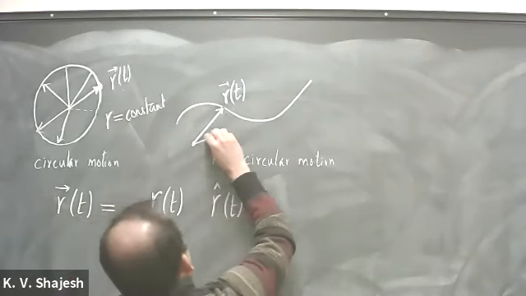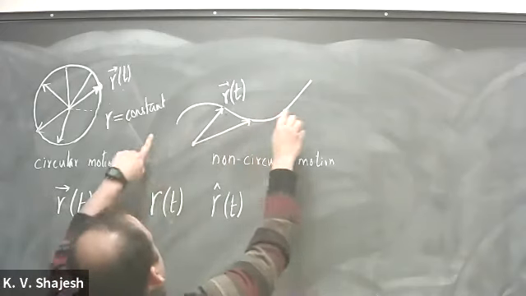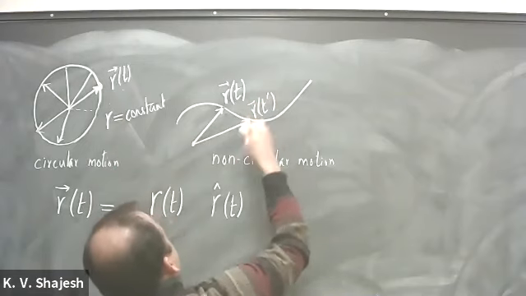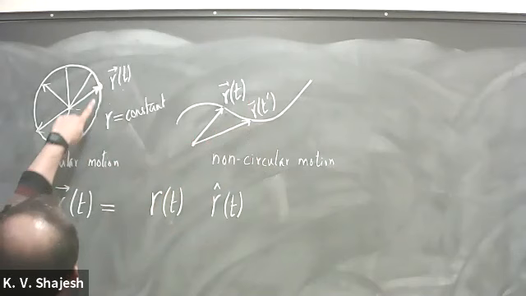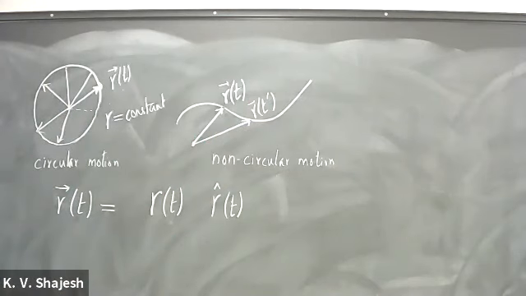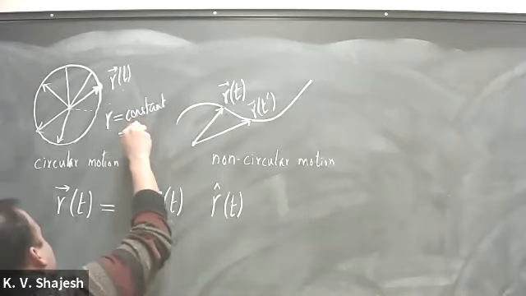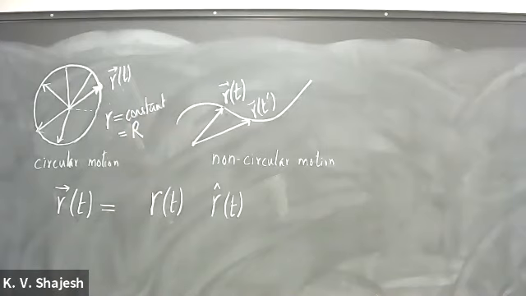That's not the case here. The length of this vector is changing. This is r at time t prime. At another time t prime, its length has changed. Here, everywhere on the circle, its length remains the same. And let me further say this is capital R, just to signify that this is really constant. I will put it as a capital R.